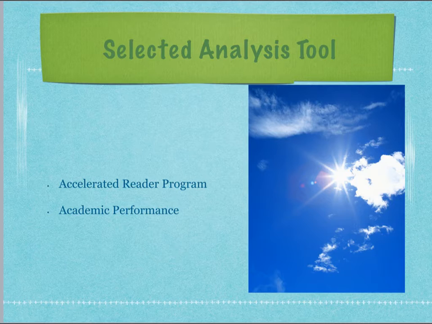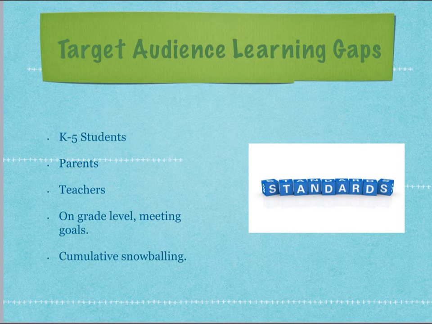So the analysis tool we've chosen to use is the Accelerated Reader Program. Very robust software. I'd recommend it for any school that has the capability to bring this software in, and has books and things available to support this resource, as well as their academic performance. For K through 5, their overall academic performance is heavily impacted by their literacy rate and their ability to comprehend what they're reading and disseminate it to others. So these are our analysis tools.